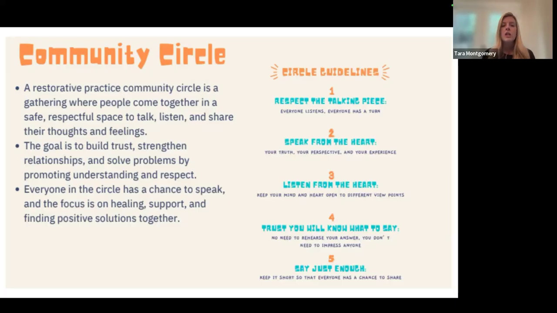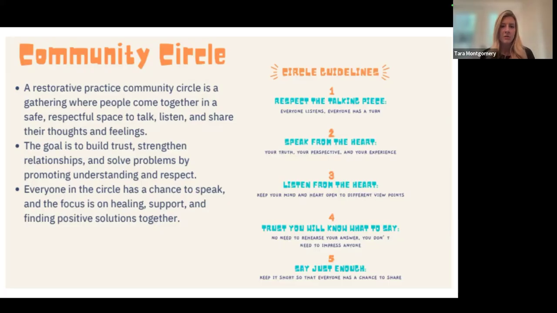We're going to listen, we're going to share our thoughts and feelings, and the goal here is to build trust, strengthen relationships, and solve problems by promoting understanding and respect. So maybe there's something going on in your classroom and you have some students that are disagreeing, or there's a problem that needs to be solved.